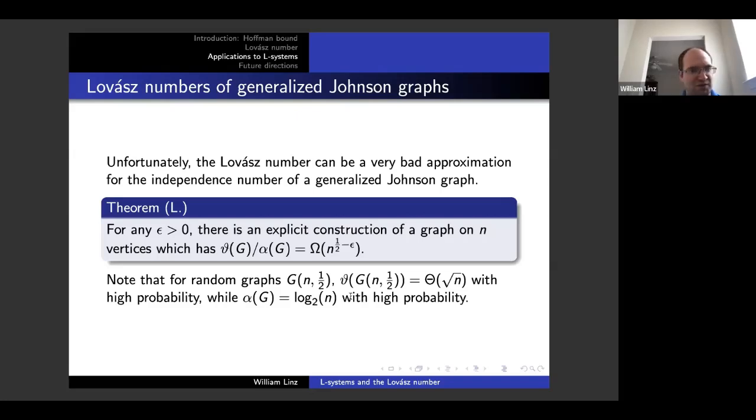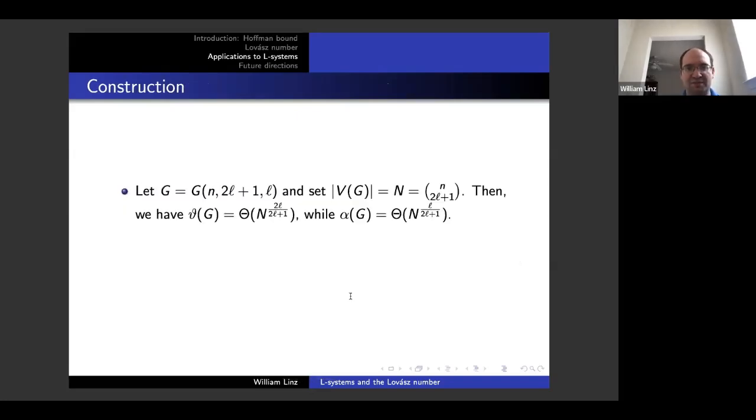Okay, so as I said a few times now, the construction comes from generalized Johnson graphs. So in particular, I'm going to be looking at the graph G(n, 2l+1, l). And so the number of vertices is n choose 2l+1, k is 2l+1, and then we're missing an intersection of size l.